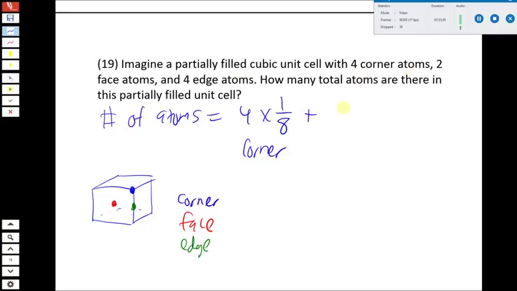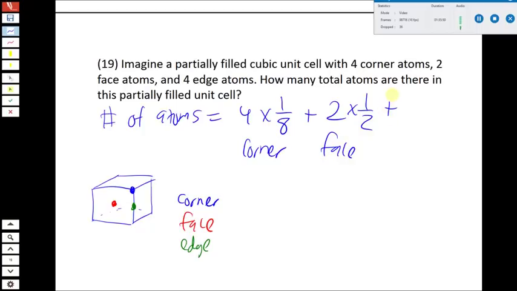We have 2 atoms on the faces of the unit cell, and how many unit cells are going to share a face of a cube? 2, because when we stack cubes next to each other, we put the 2 faces right next to each other like this, face to face, and that's going to have 2 unit cells that share each face. So we're counting a half for each face position.